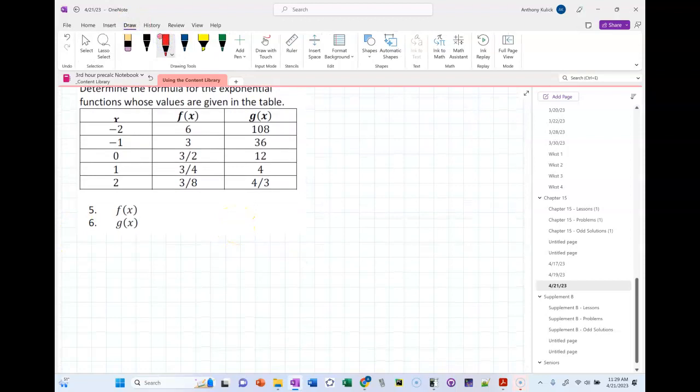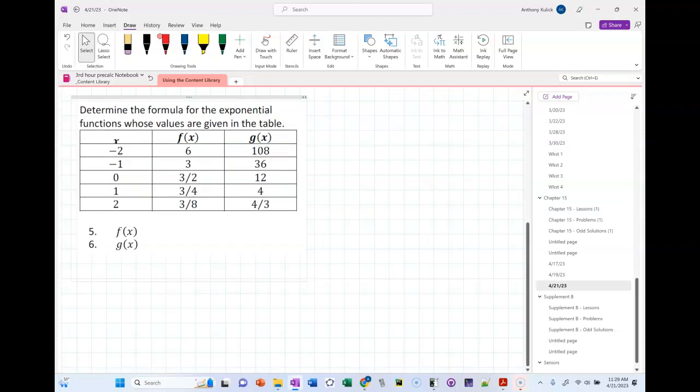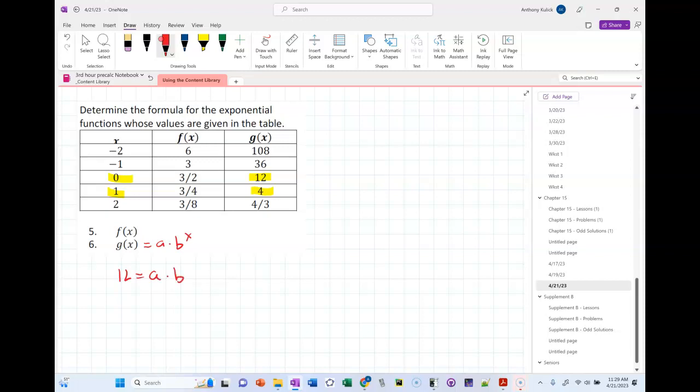All right. So 6 asks us to write the formula for g of x using the table. I could use any of these values from the table. I'm really going to be using 0 and 1, and since I'm doing g of x, I'm looking at that. So what that tells me is that since it's exponential, g of 0 is 12 equals a times b to the 0. B to the 0 is just 1, so a is 12.